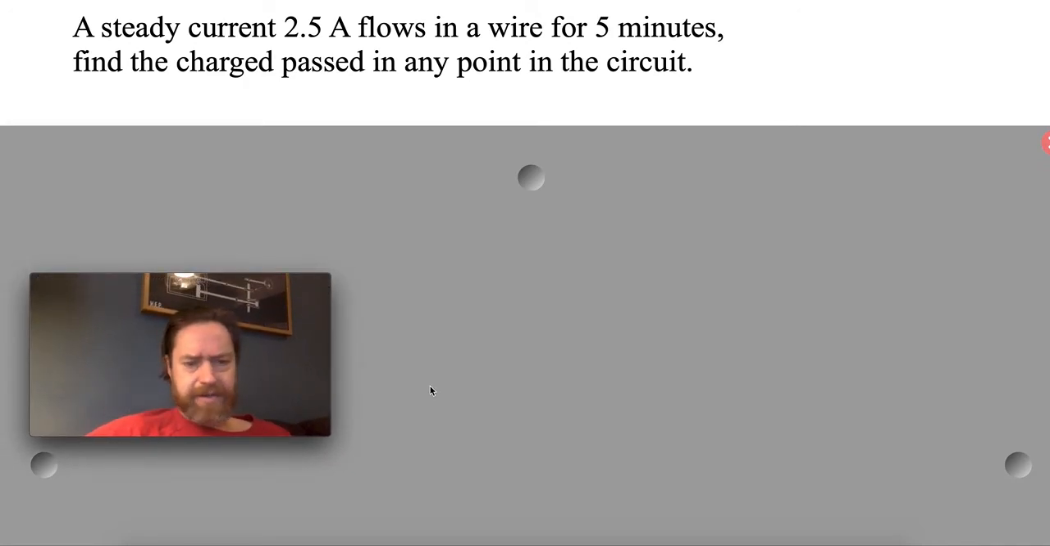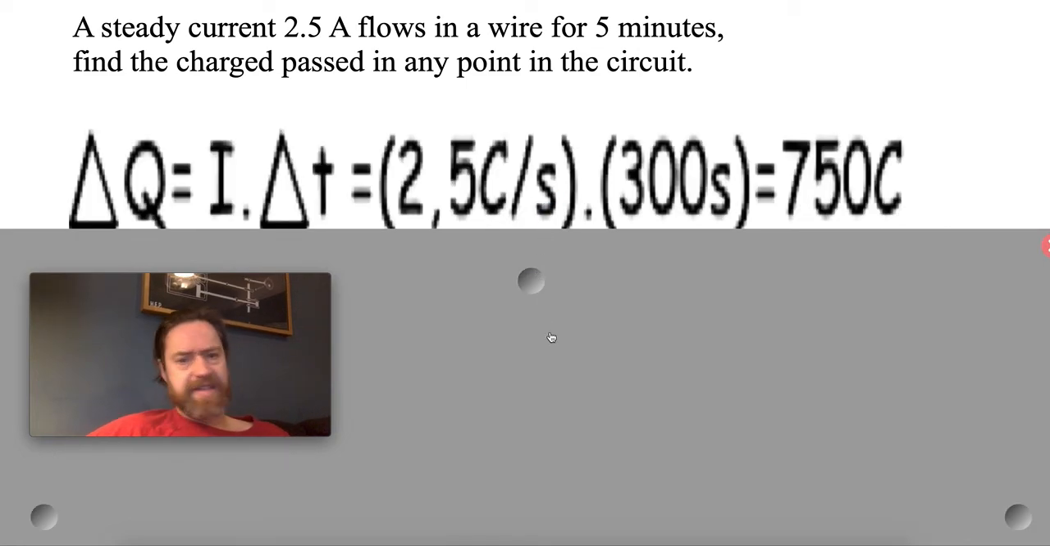I was going to show you this as an example, but it really is a little bit too simple, to be honest. A steady current of 2.5 amps flows for 5 minutes. Find the charge passed at any point in the circuit. The only thing that's going to catch you out here is that it's 5 minutes. You're going to have to change that to seconds. So there you go, it'd be 750 coulombs. That really highlights that these questions are not challenging. That comes a little bit later.